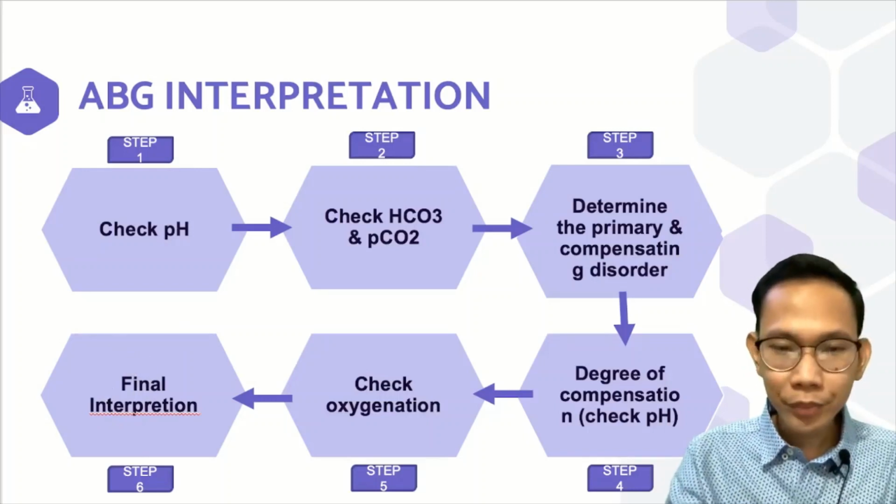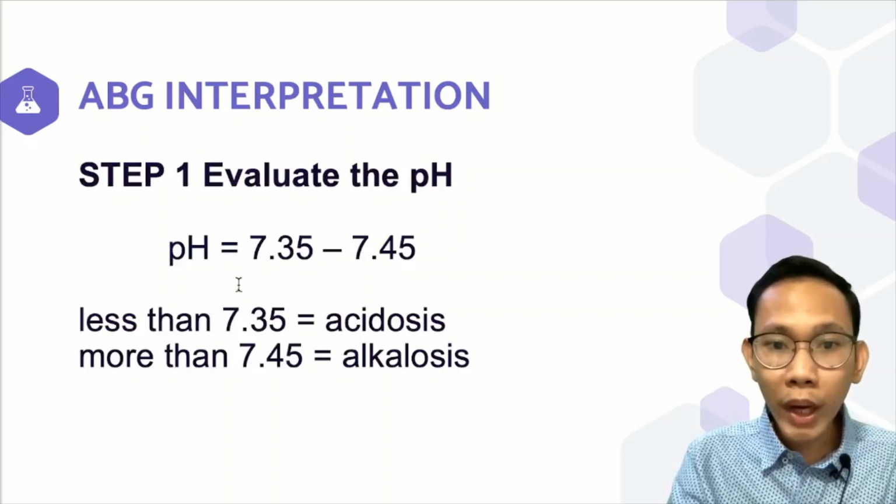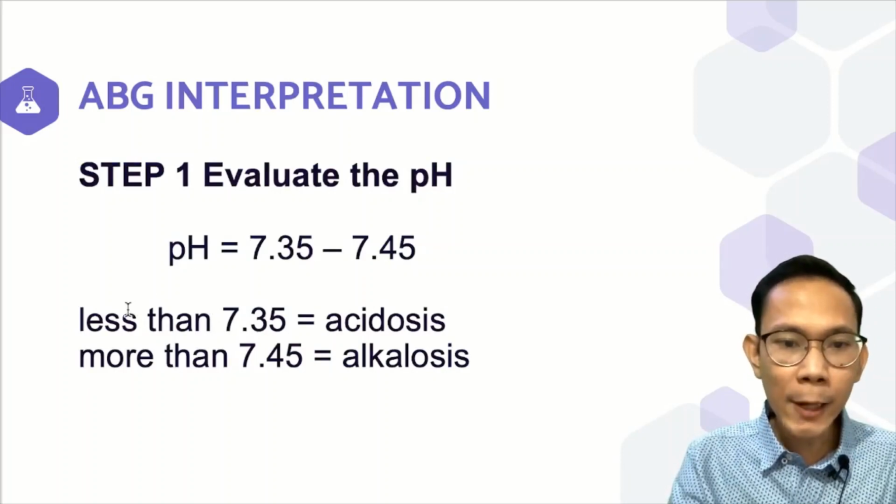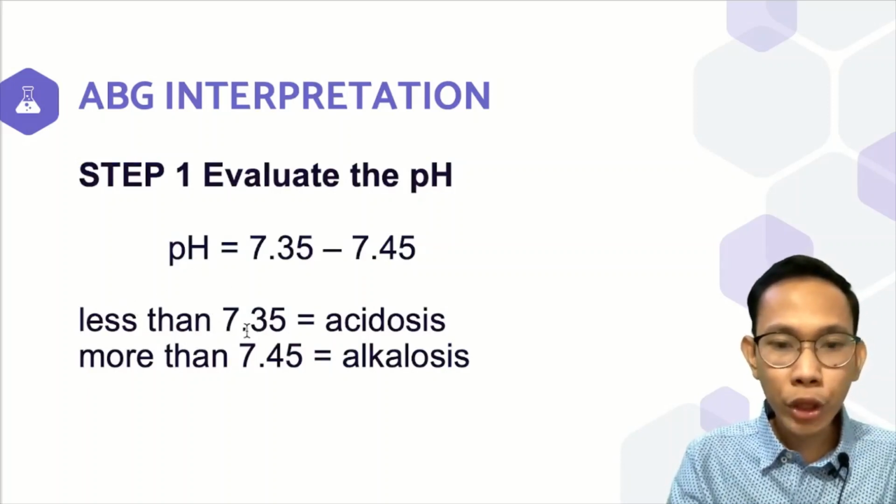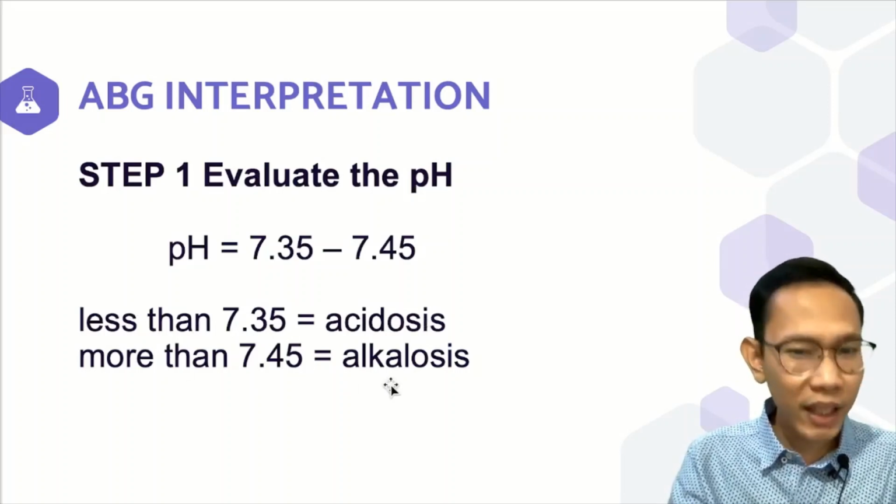Sige, let's have a review. Step 1, evaluate the pH. So, basic lang. pH natin less than 7.35, that's acidosis. Pag more than 7.45, that's alkalosis, right?